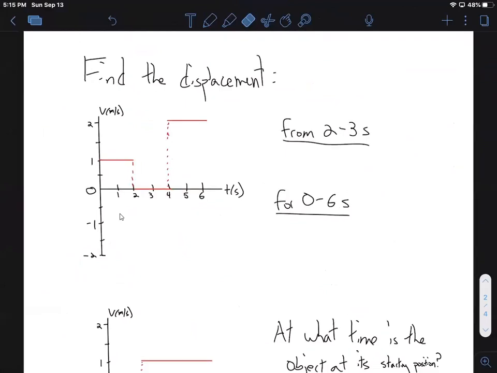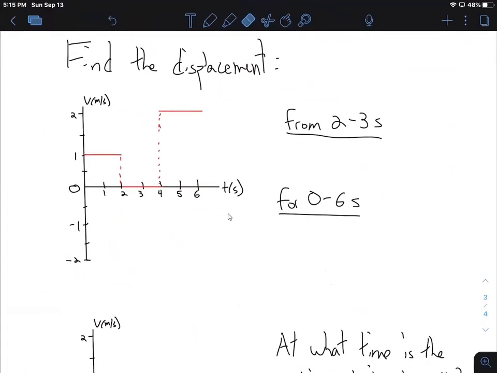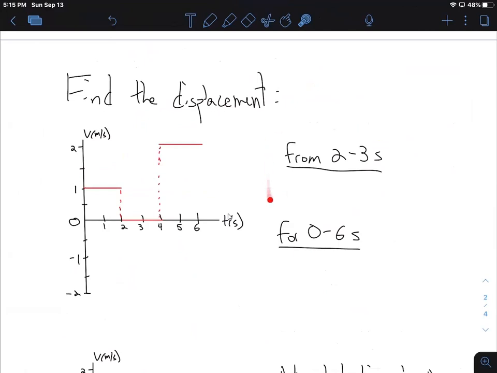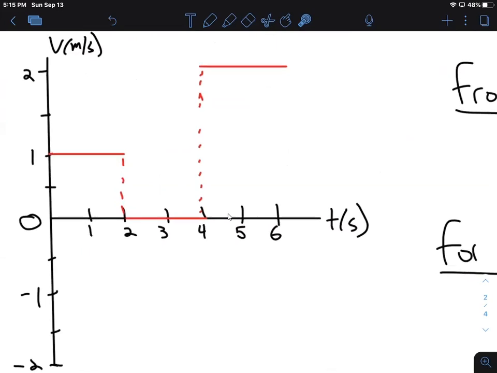All right. So in this case, first I always want to think about what the object is doing. Let's see. It's moving in the positive direction at 1 meter per second. It's going to stop for 2 seconds, and then it's going to continue in the positive direction for another 2 seconds, traveling at twice its original speed. So it's going to be going at 2 meters per second here. And I want to find, let's see, the displacement from 2 to 3 seconds. So I'm going to look for the area.